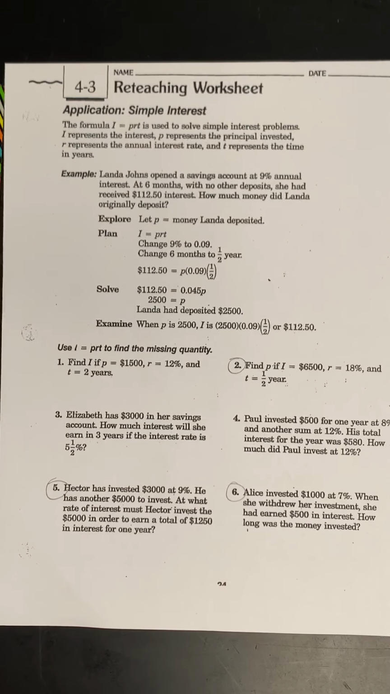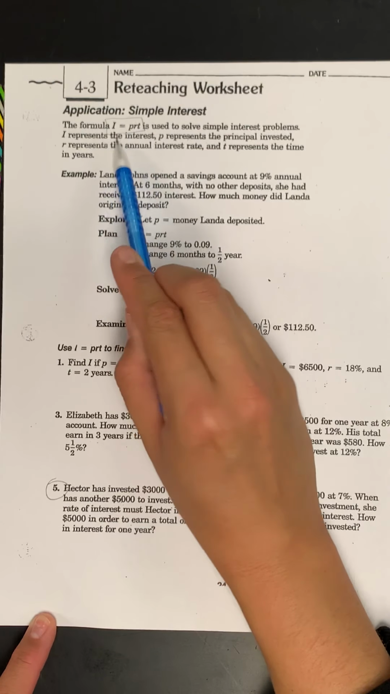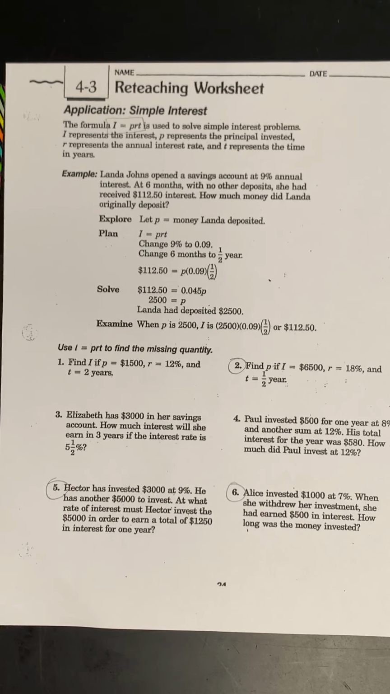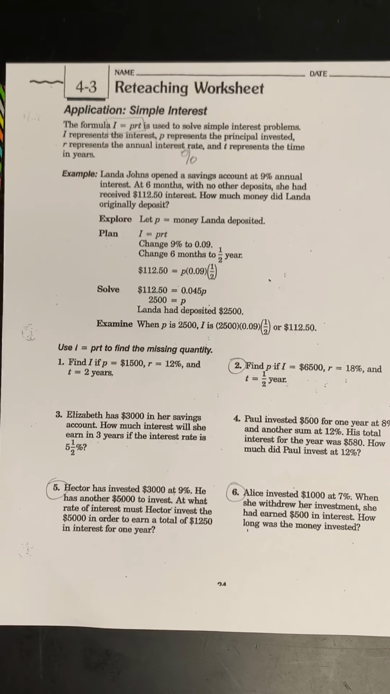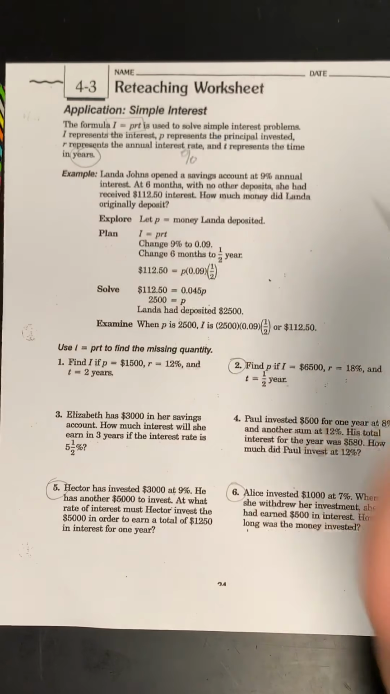With simple interest, we're going to use this formula, I equals PRT. I represents the amount of interest, P represents the principal amount, which means what your starting amount is. R represents the annual interest rate, which will be given in percentages. And time is always represented by T, which is in terms of years.